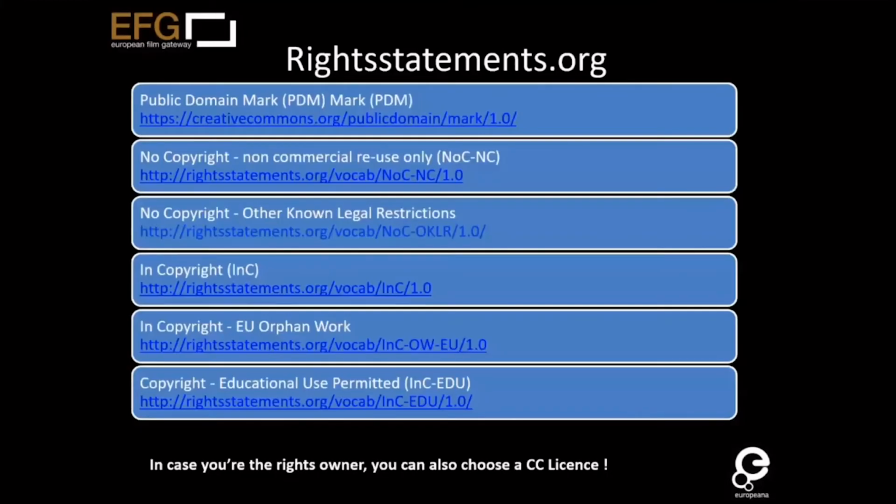So which rights labels are available? In EFG and Europeana, we use standardized rights information that are both machine and human readable. You can choose either from rightstatements.org, so that's what you can see here on the slide, or in case you are the rights holder, you can also choose a Creative Commons license. It would exceed the purpose of today's session, but if you want to know more about how to apply a Creative Commons license, I'm happy to organize a webinar or a meeting for you.